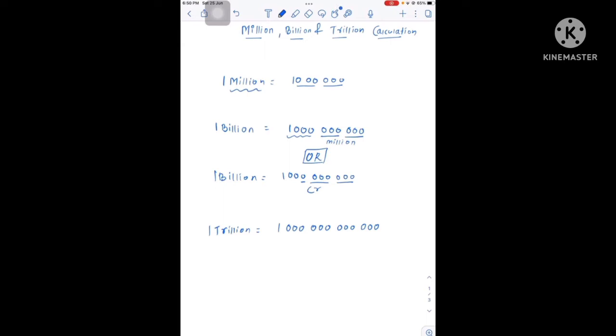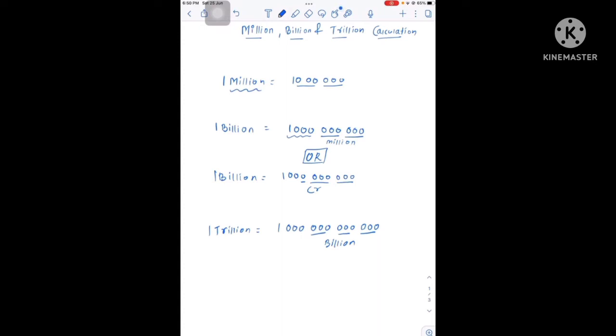Now let's convert this trillion figure into a billion figure. Remember what I told you: a billion will have a total of 9 zeros. So 3 and 3, 6, 6 plus 3, 9. You can read this as billion. So I can say 1 trillion is equal to 1000 billion. You can read it in this way.